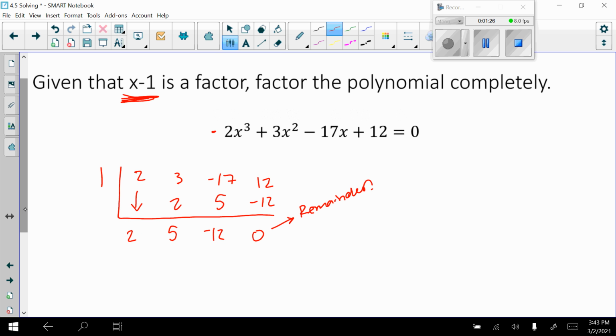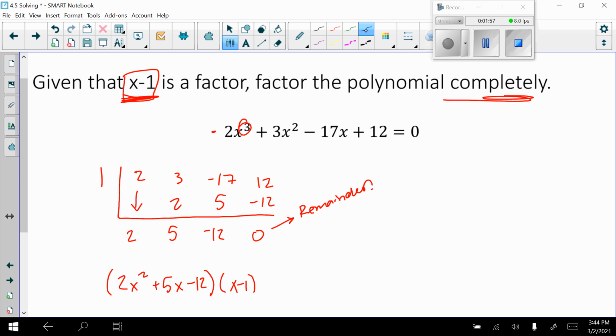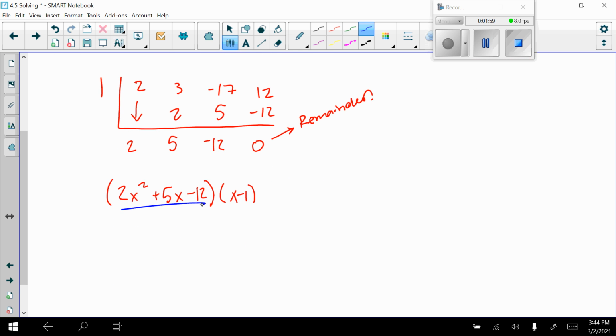So if I factor this thing, it ends up being 2x squared plus 5x minus 12. Remember, I know it's x squared because I started with a cubic, and I just bump it down 1, times x minus 1, which is the factor that I was given at the beginning of this problem. Remember, from here, we want to factor it completely. So now we want to ask ourselves, does this quadratic factor anymore? Can I factor that thing?